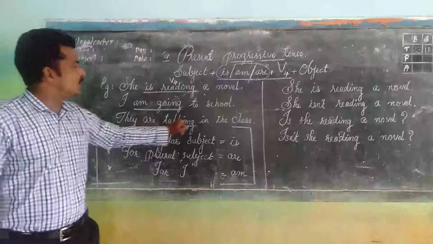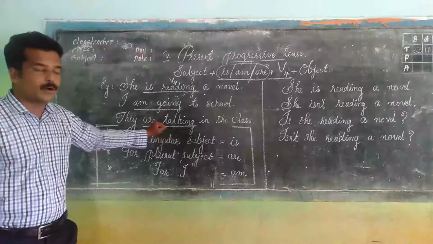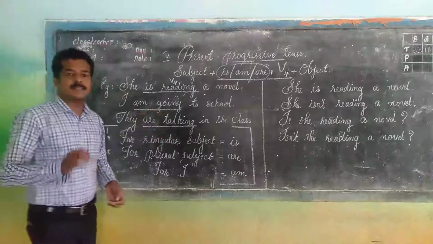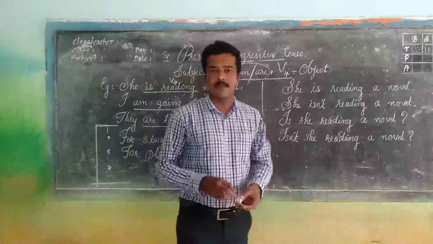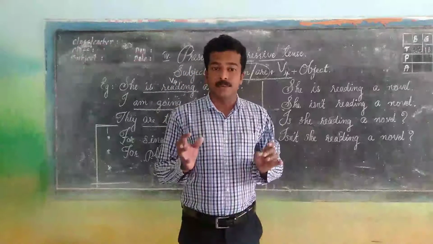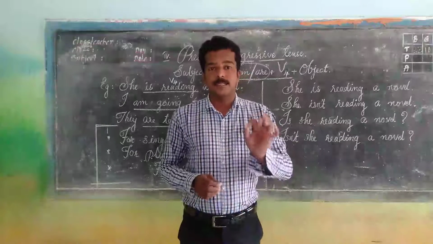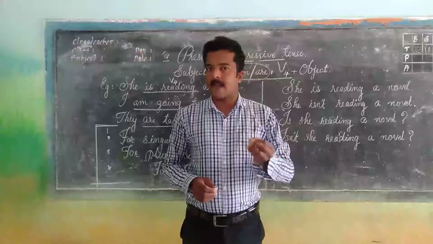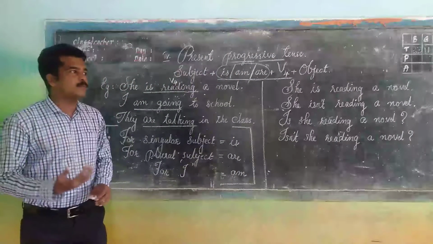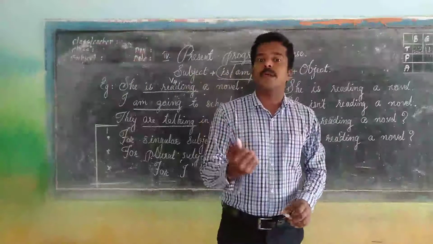They are talking in the class. Here are is used as a helping verb before the ing form because the subject is plural. As I told you, if the subject is singular, use is as a helping verb followed by ing form. If the subject is plural, use are as a helping verb followed by ing form. If the subject is I, use am as a helping verb. And here also we must understand how to make the negative and the interrogative sentences.